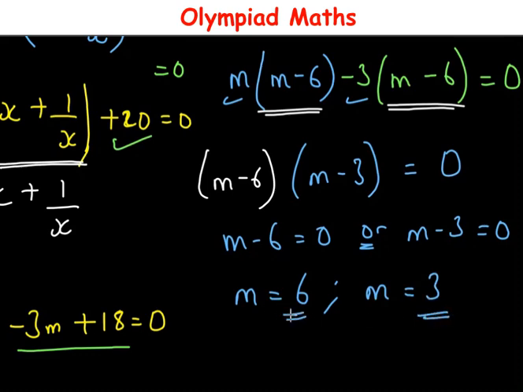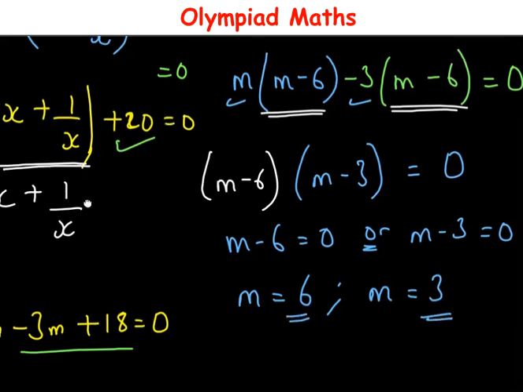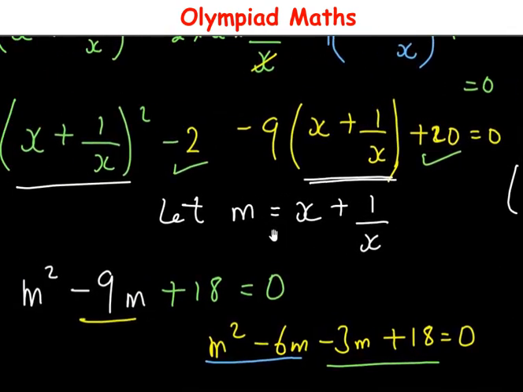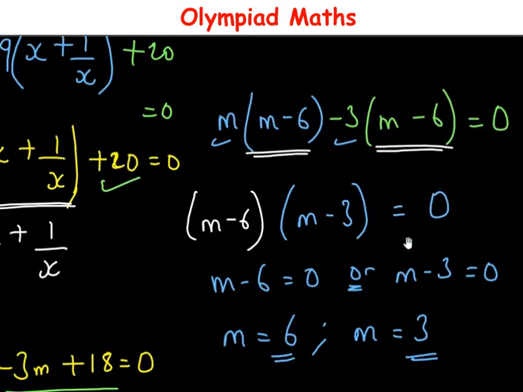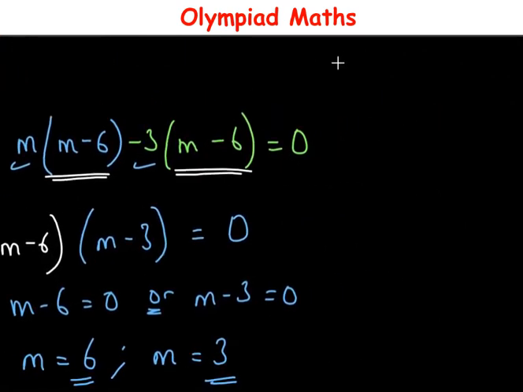Okay, now to solve for x, recall that from here we said let m equal x plus 1 over x, right? So to solve for x, recall that m is equal to x plus 1 over x.